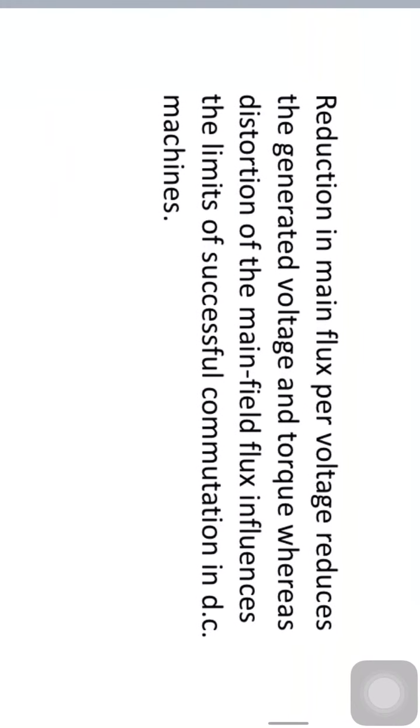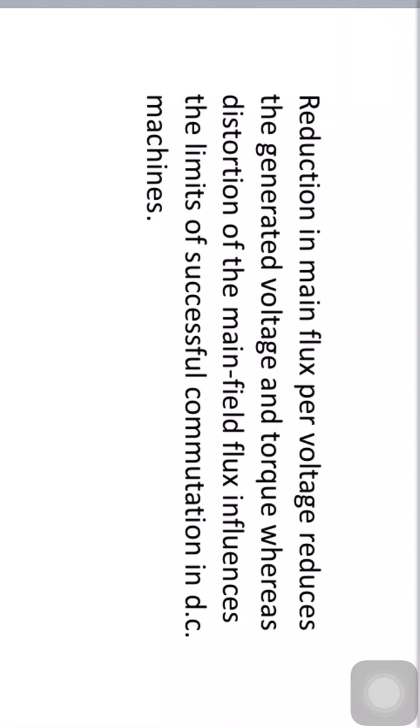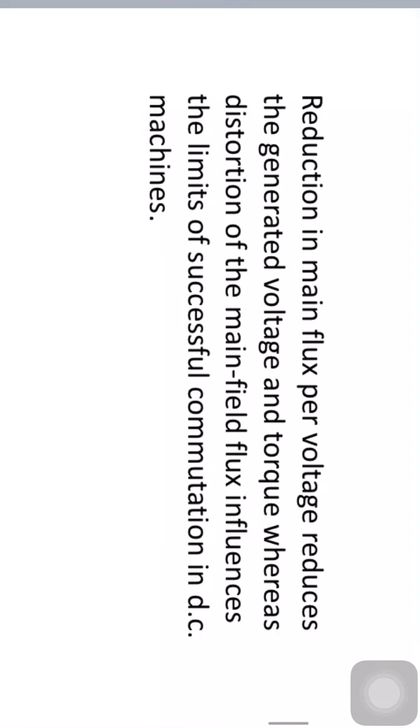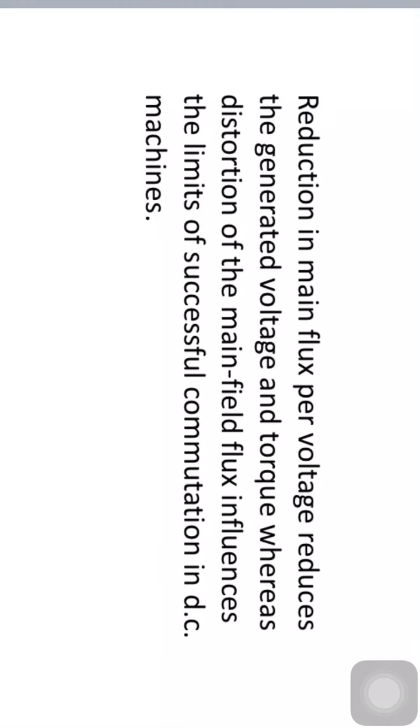Now, the effects are these: because of the reduction in main flux per pole, the generated voltage and torque reduce, whereas the distortion of the main field flux influences the limits of successful commutation in DC machines. This is one more effect: reduction in main flux per pole reduces the generated voltage and torque, whereas the distortion of the main field flux influences the limits of successful commutation in DC machines.